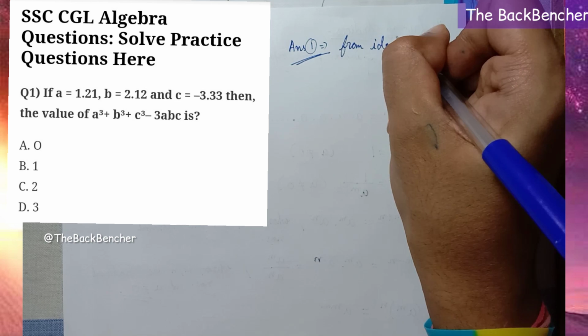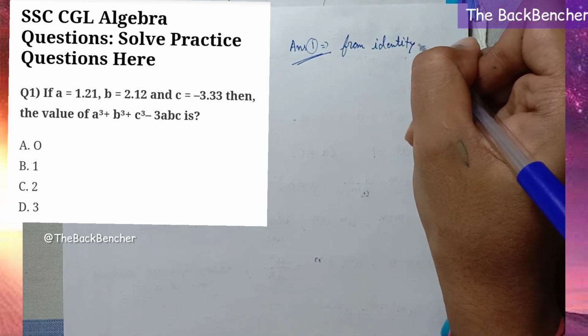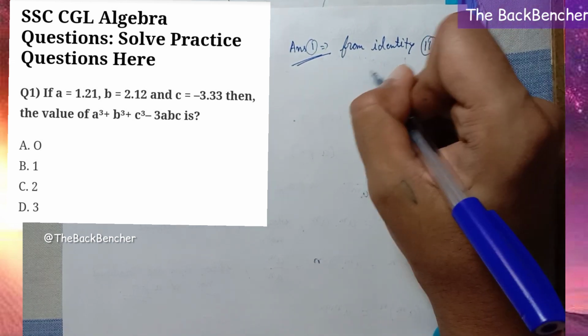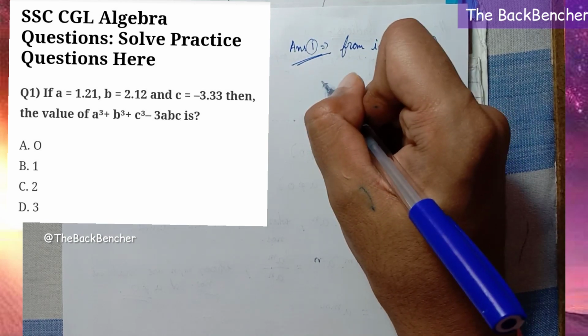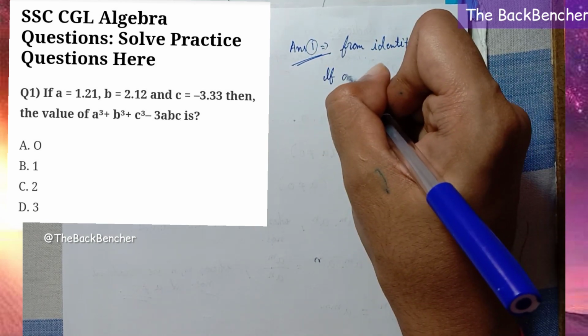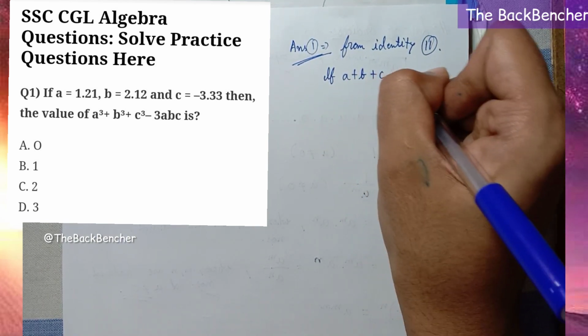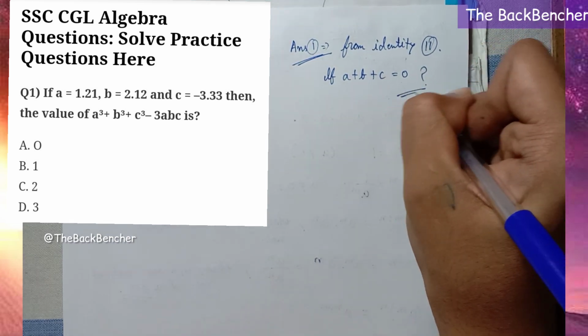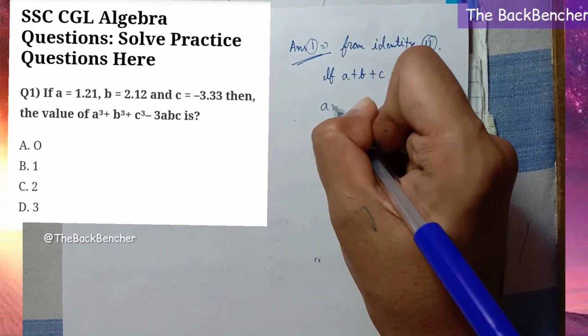On the basis of identities that we have already introduced, this is the question: if A is this and B is this and C is this, what will this equation be? As I have already said, you can see the 11th equation.